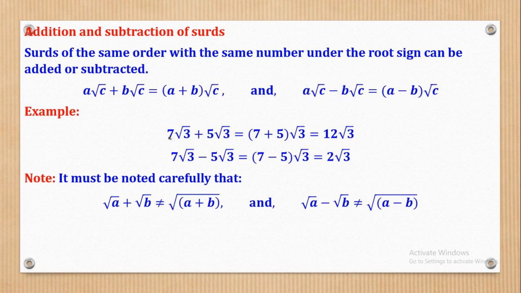For example, this will give you that because 7 plus 5 gives you 12, then 7 minus 2 gives you 5. So that is how you add or subtract surds. But remember, you must be keen, because when it is root a plus root b, there's no way you can add it, and also root a minus root b, there's no way you can subtract it.